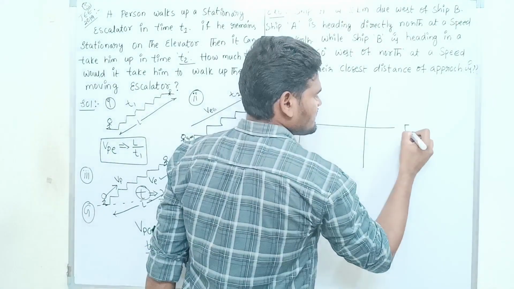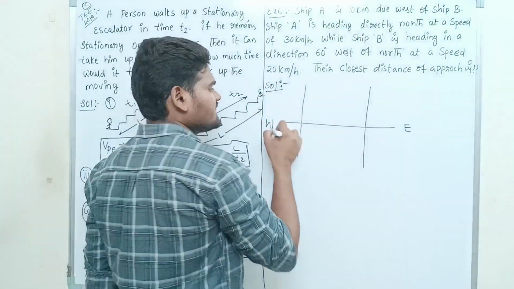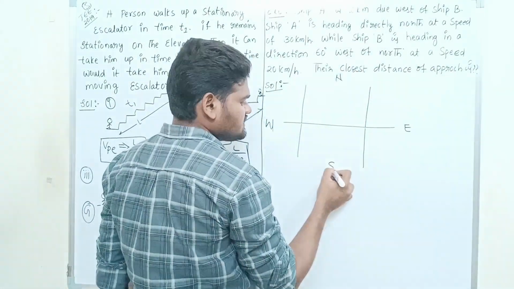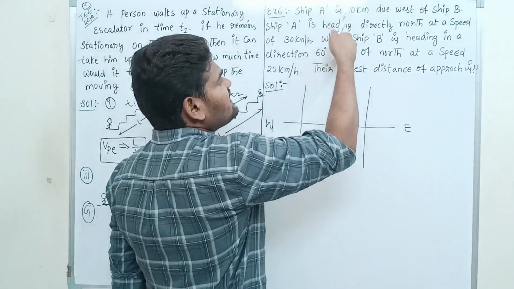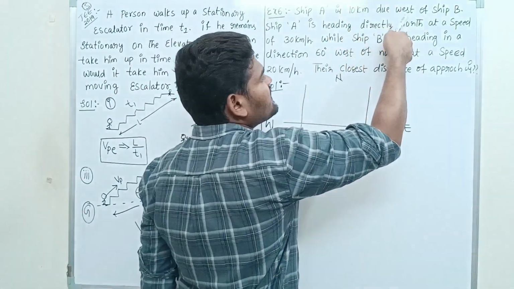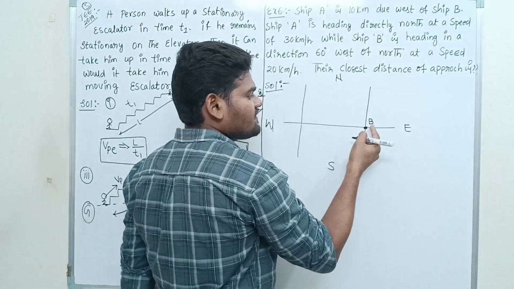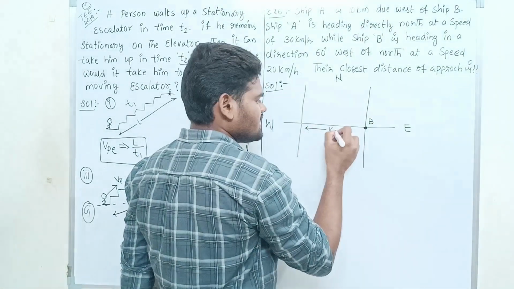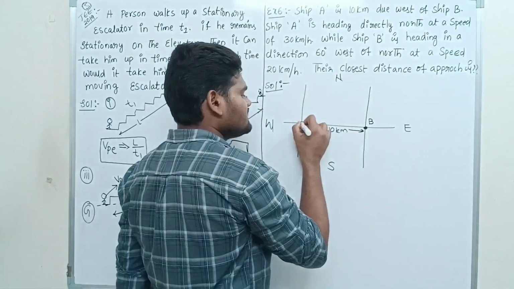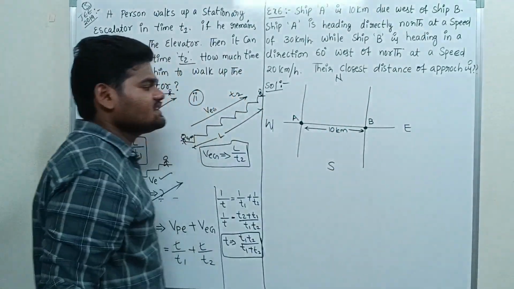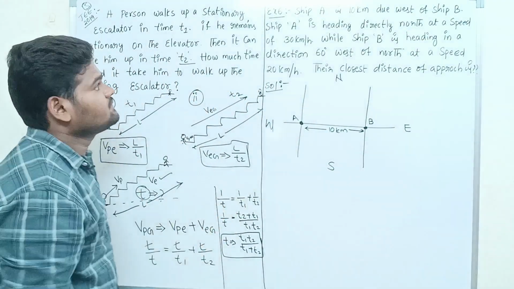Right. So what is this? This is east, this is west direction. This is north direction, and this is south direction. Ship A is 10 kilometers due west of ship B. So let us consider here is ship B. From ship B at 10 kilometers distance, there is a ship A, due west direction.